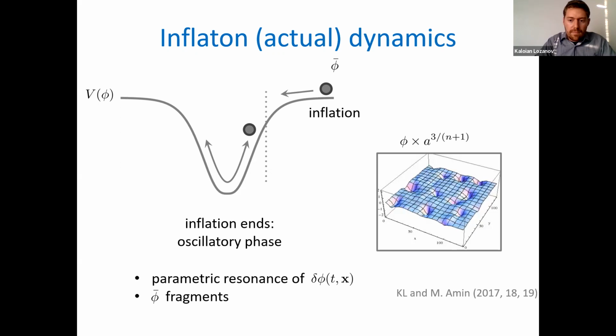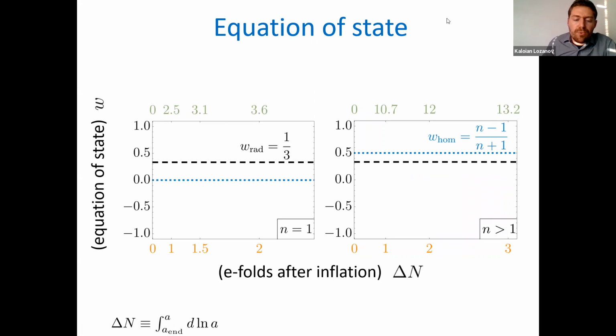So here is shown the evolution of the equation of state for two different values of the power n, n equal to 1 on the left, and some value of n greater than 1 on the right. On the vertical axis, we have the equation of state parameter w. On the horizontal axis, the number of e-folds of expansion after the end of inflation, delta N. So time runs as usual from left to right in both plots. In blue, we have the expected homogeneous equation of state. And in black, we have the equation of state for radiation domination, w equal to 1/3.